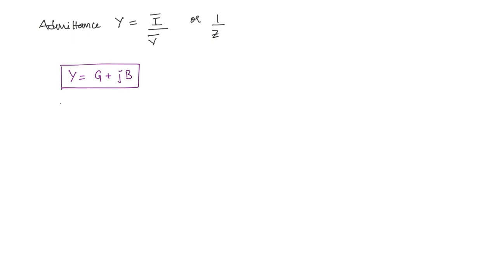So what is this G? How is it related to resistance and the reactance? Before that, G is called conductance and B is called susceptance. What is the unit of admittance? The unit of admittance is 1 by ohms, which is mho or Siemens, right? The same unit as conductance. Both represent the same unit only, which is the admittance.